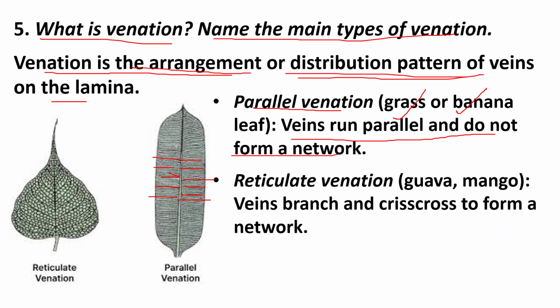Reticulate venation, for example, guava, mango, or most other plants. Veins branch and crisscross to form a network. You can see here in this leaf extensive branching. The veins and the branches cross one another to form a network. The veins branch and repeatedly cross to form a network. That is reticulate venation.